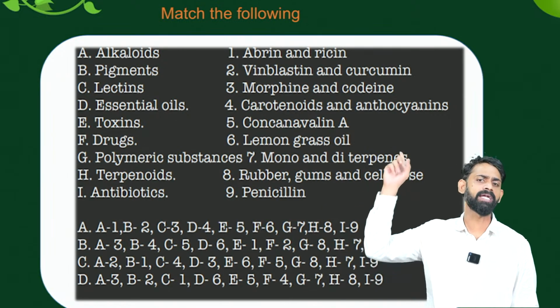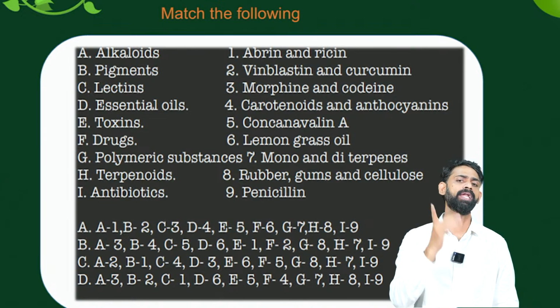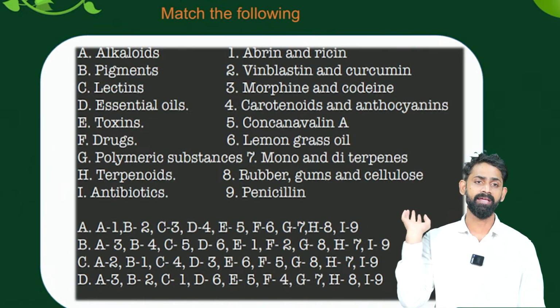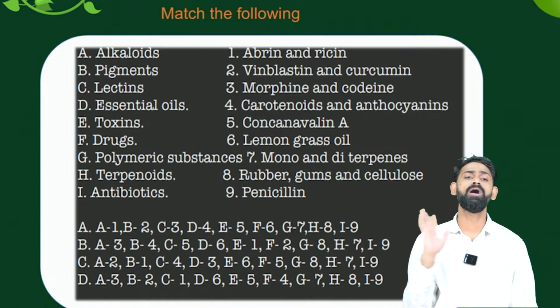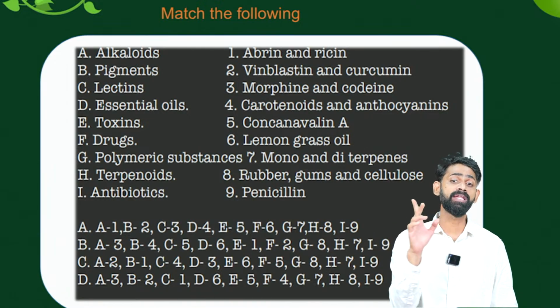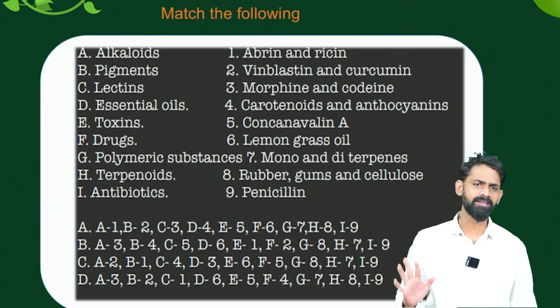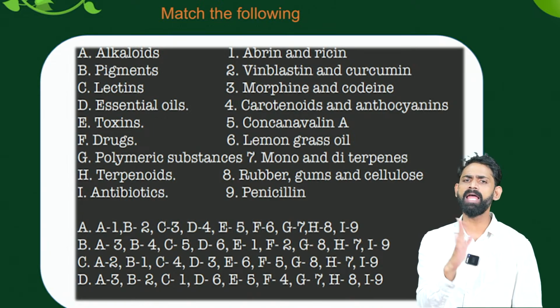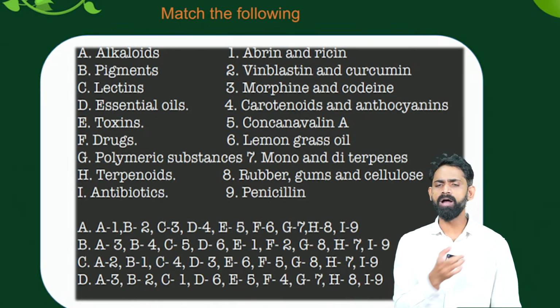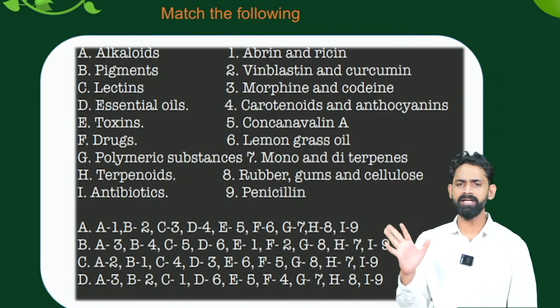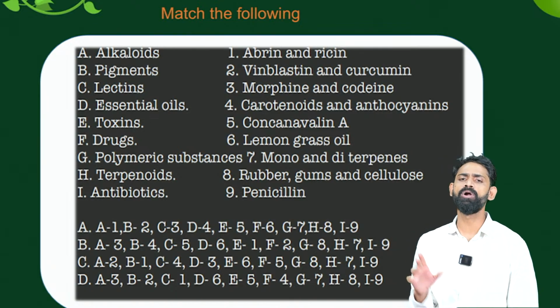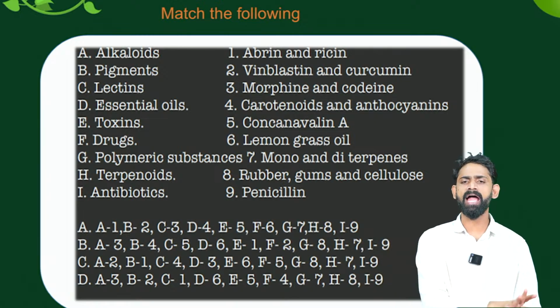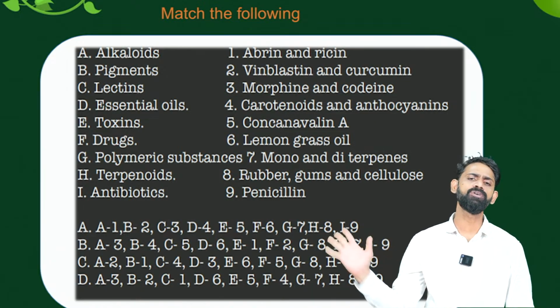Lecithin is a primary metabolite. Lectin is a secondary metabolite. Example is concanavalin A. Essential oils, lemongrass oil. Toxin, abrin and ricin. Next one is the drugs, vinblastine and curcumin. Polymeric substances, rubber, gums and cellulose. Terpenoids, monoterpenes and diterpenes. Antibiotics, penicillin, streptomycin.